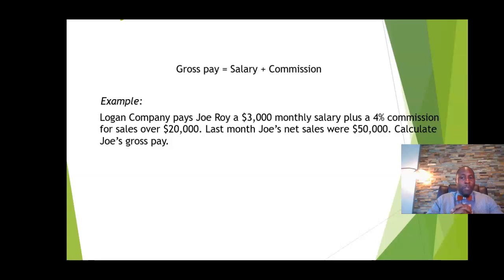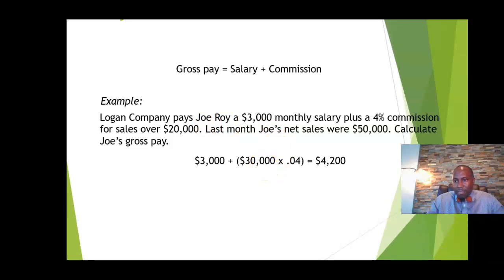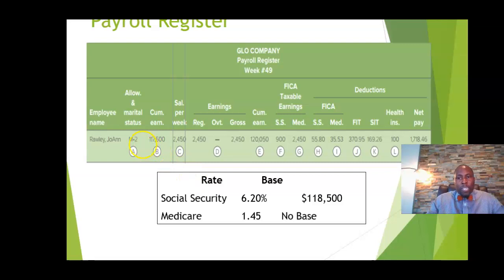What do you have? That's correct. So we're going to take the salary, which is $3,000. The commission is the amount over $20,000. So his net sales were $50,000. There's no commission on the first $20,000, but the $30,000 is going to be times the 4%. Therefore, Joe's gross pay will be $4,200.